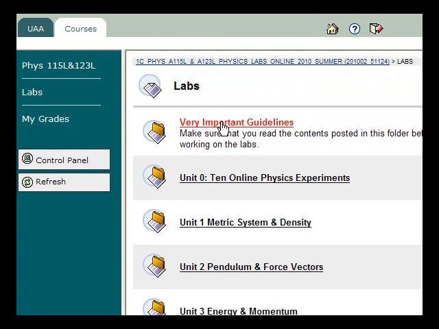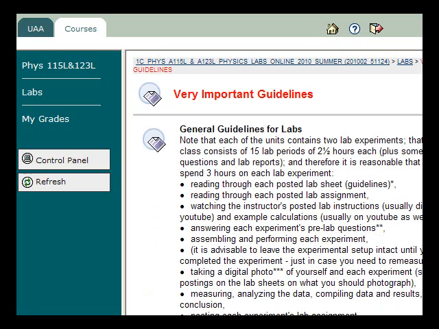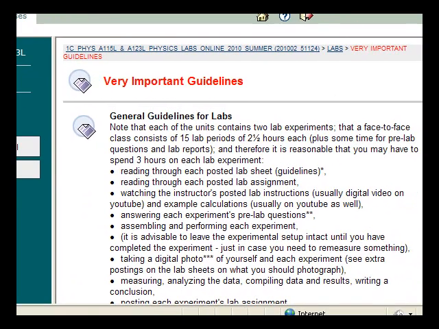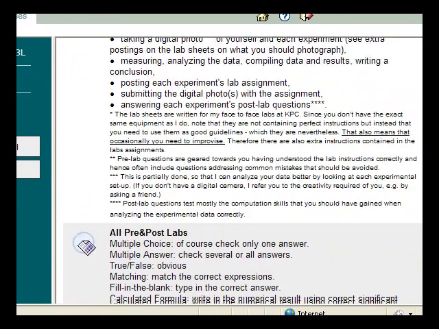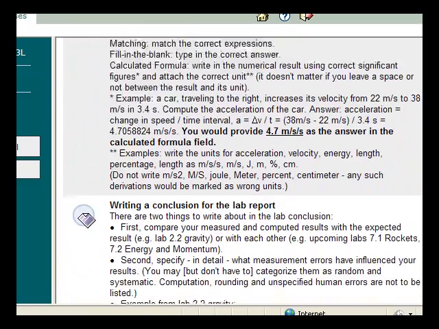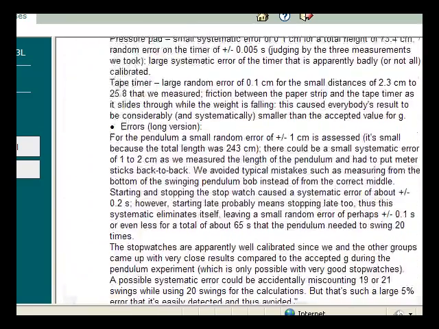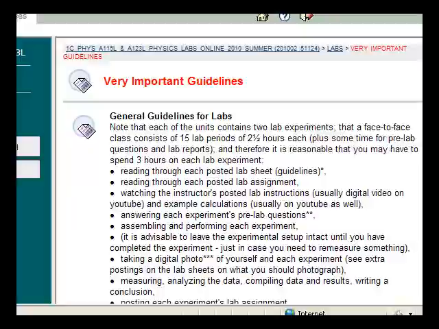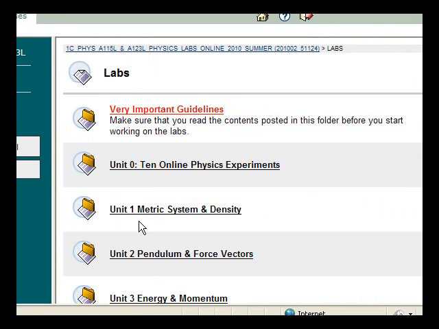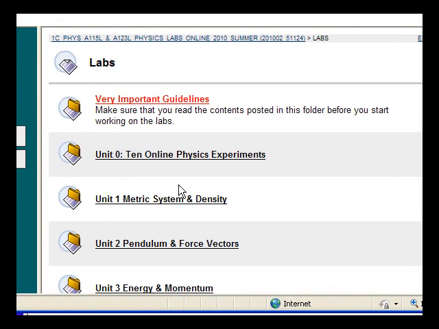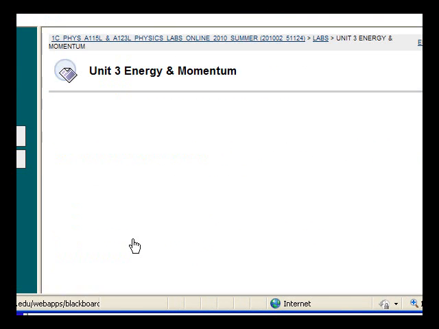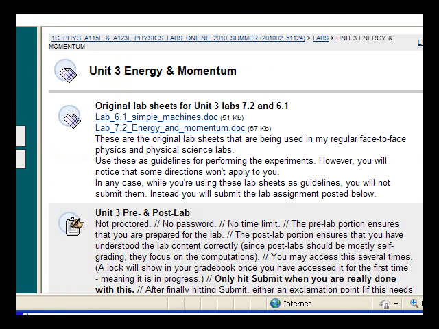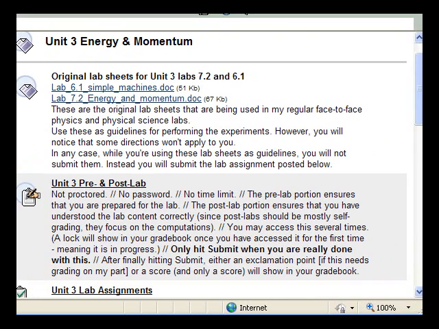And first of all, read through the very important guidelines. I'm not going to go over that at this point, but I'll let you read through it. So read through these very carefully of what you have to do. Okay. Then I'm going to access metric system. Hold on, energy and momentum. As I said, I'm going to stick with unit 3 here. And here's a number of things posted.